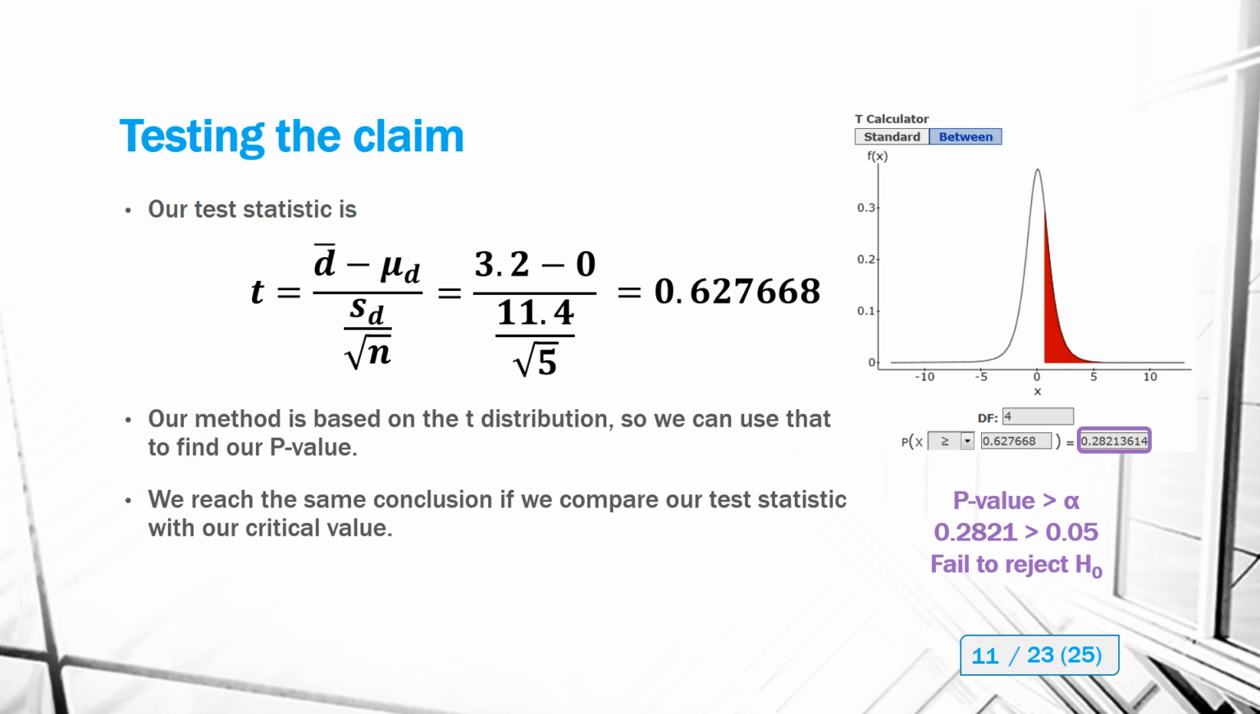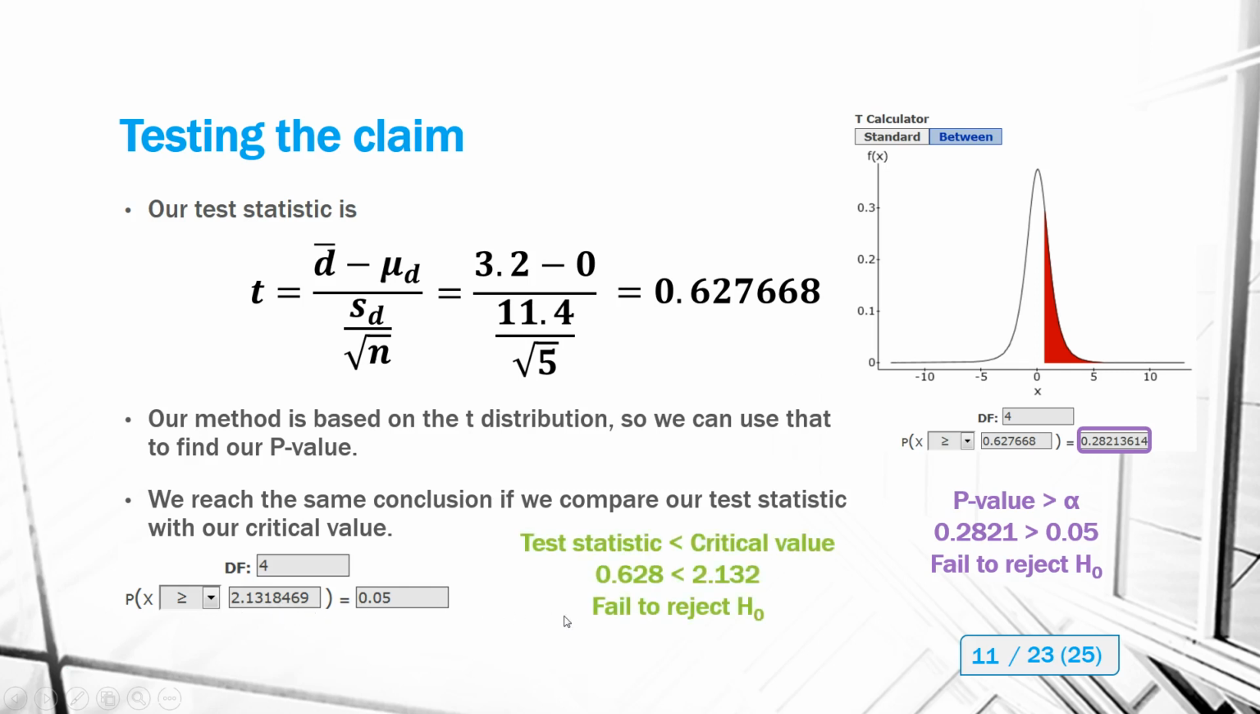We can reach the same conclusion by comparing the test statistic with our critical value. So I use the same t-calculator to figure out my critical value, put in the area for my alpha, and I get the critical value of 0.13. If I compare that value with the test statistic, I find the test statistic is smaller than the critical value. Because it's smaller than the critical value, I'm outside the tail that's represented by the critical region. Therefore, I'm going to fail to reject H0.